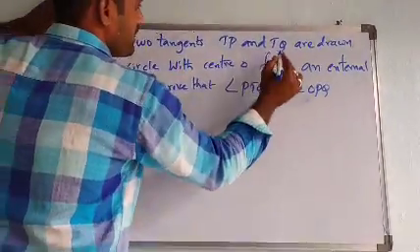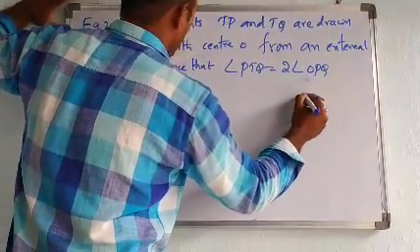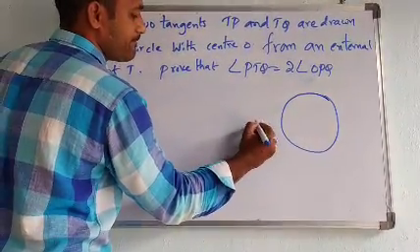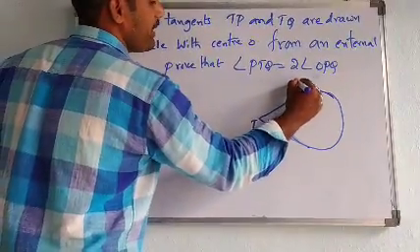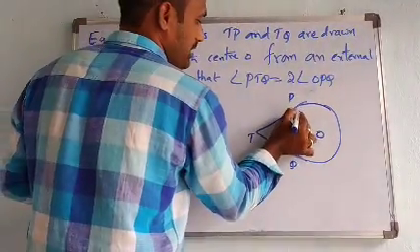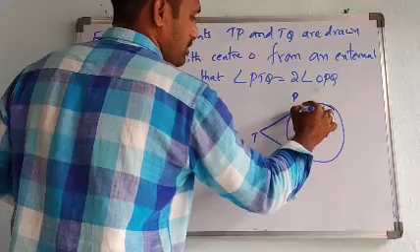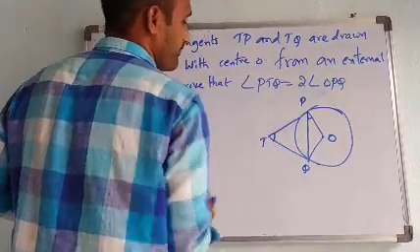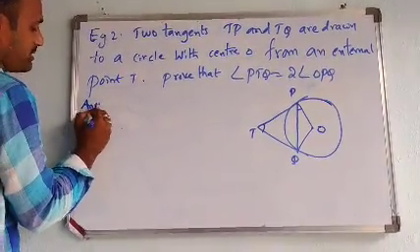Okay. So two tangents TP and TQ are drawn from an external point to a circle with center O. This is the external point T. From this we are drawing two tangents, TP and TQ. Here the center is O. Let us join this. Join this also. So here we need to find this angle and this angle. These two angles are our consideration. Let us start doing the answer.